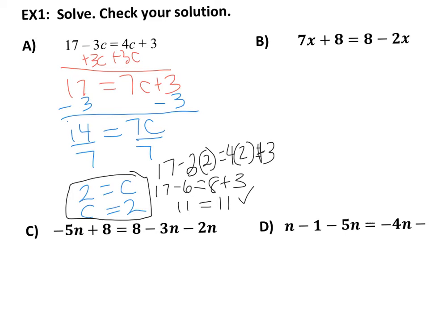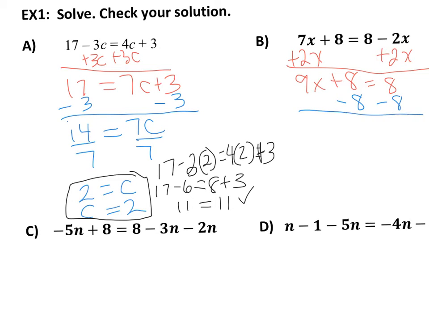Now let's look at example B. We have 7x plus 8 equals 8 minus 2x. So again, I want to make sure that I end up with positive integers. So I'm going to actually move the 2x. I'm adding 2x to each side, and I'm left with 9x plus 8 equals 8. Then in my next step, I'm going to isolate the constant, so I'll subtract this 8 from this 8. And I'm left over with 9x equals 8 minus 8 is 0.